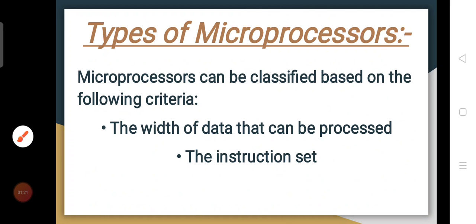And then the next is the types of the microprocessor. So what are the types of the microprocessor? It is based upon the following two criteria. One is the width of the data and another one is the instruction set. Already we know that the width of the data is a multiple of 8. It may be 8-bit, 16-bit, 32-bit like that.